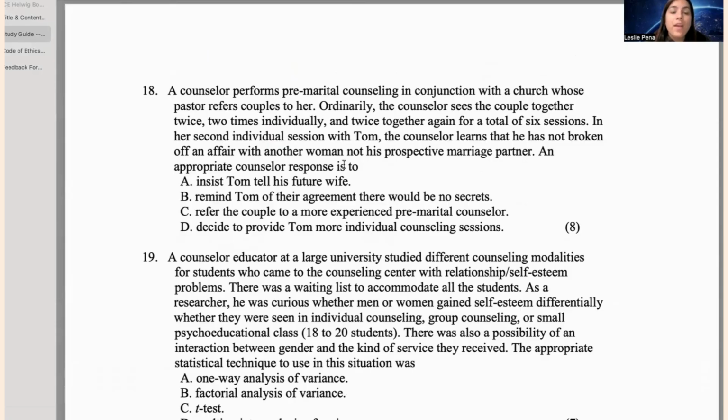18. A counselor performs premarital counseling in conjunction with a church whose pastor refers couples to her. Ordinarily, the counselor sees the couples together twice, 2 times individually, 2 times together, for a total of 6 sessions. In her second session with Tom, the counselor learns that he has not broken off an affair with another woman who is not his marriage partner. An appropriate response to this would be to what?